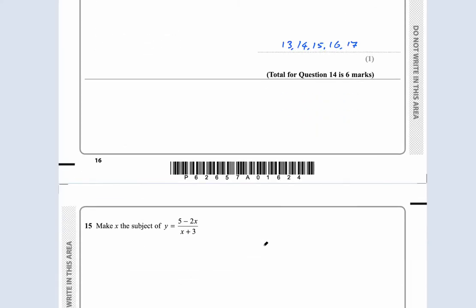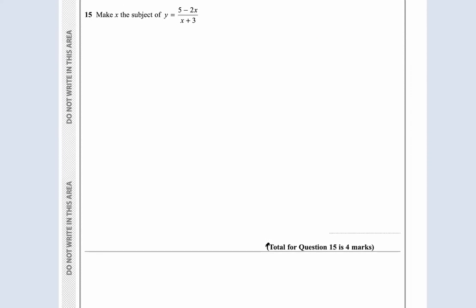Okay, question 15. Make x the subject, right? These ones are slightly tricky. We have to multiply across by x plus 3 first. So I get y times x plus 3 equals 5 minus 2x. So I've just multiplied across. Then I need to multiply out. So I get yx plus 3y equals 5 minus 2x.